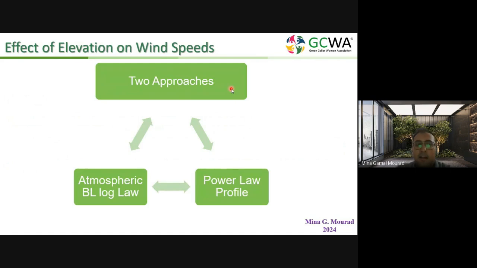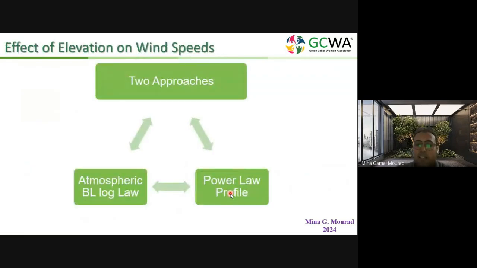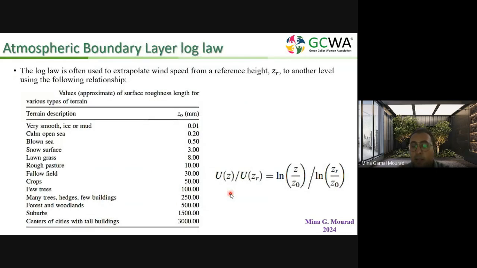According to the effect of elevation, that is the problem we talked about in the previous slides. There are two approaches to calculate or predict the wind velocity at a specific elevation. There is the atmospheric boundary layer according to the log law, and there is the power law profile. Let's see the atmospheric boundary layer log law.